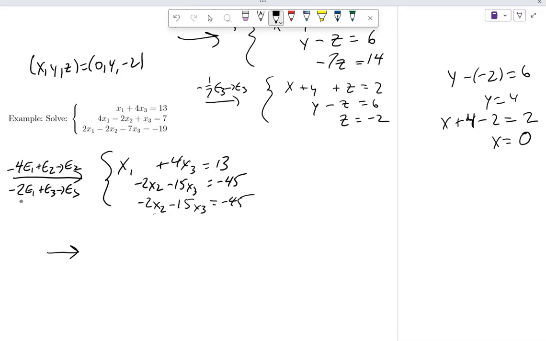Our next step in the process would be to make this, what do we want this coefficient to be? 1, right? I can't really do the same trick we did last time of manipulating this one so that I add them and get a 1. So again, a more straightforward way to do it is just to divide by that coefficient, right?